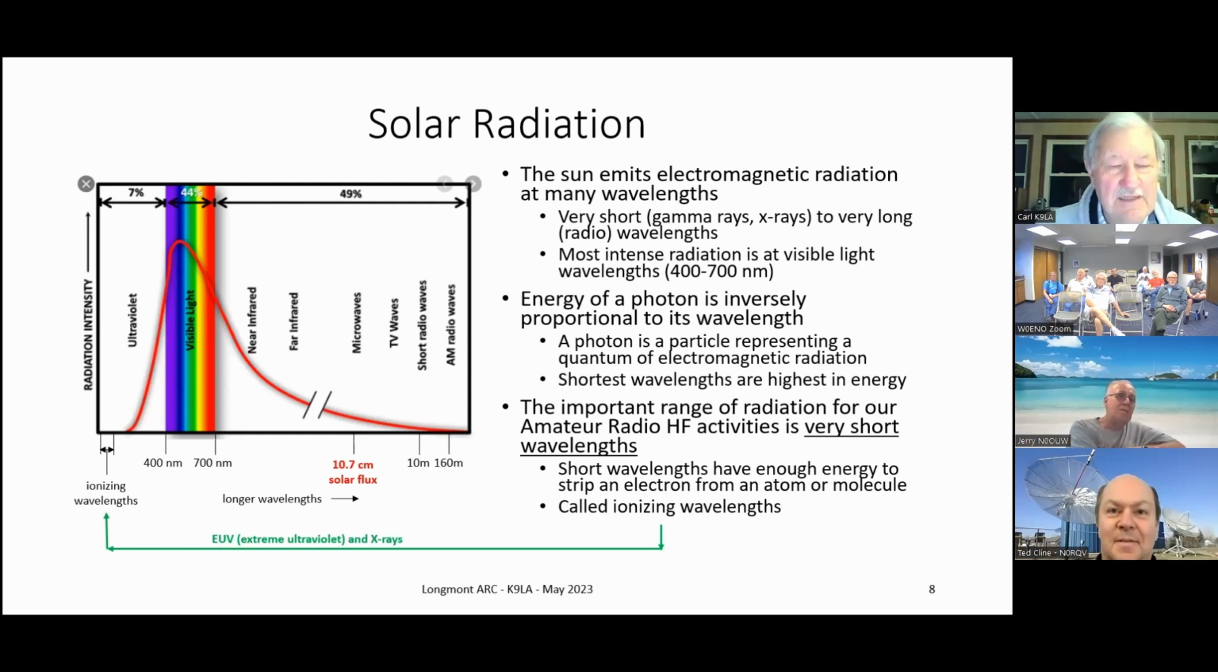Very short. One thing you ought to note is look where 10.7 centimeter solar flux is. That's about 1 million times less energetic than extreme ultraviolet. So 10.7 centimeter solar flux has nothing to do with ionization, but it's one of a couple proxies for the ionizing wavelengths. The other one being sunspots, and also there are some other wavelengths that we could use as a proxy for those ionizing wavelengths.